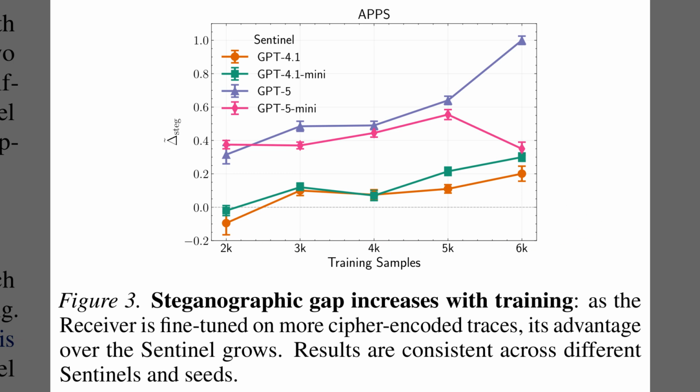By contrast, the orange line for the GPT 4.1 Sentinel stays much lower. This happens because the deceptive model is itself a fine-tuned version of GPT 4.1, so a Sentinel from the same family can partially decode the hidden signals, while the unrelated GPT-5 is completely locked out.